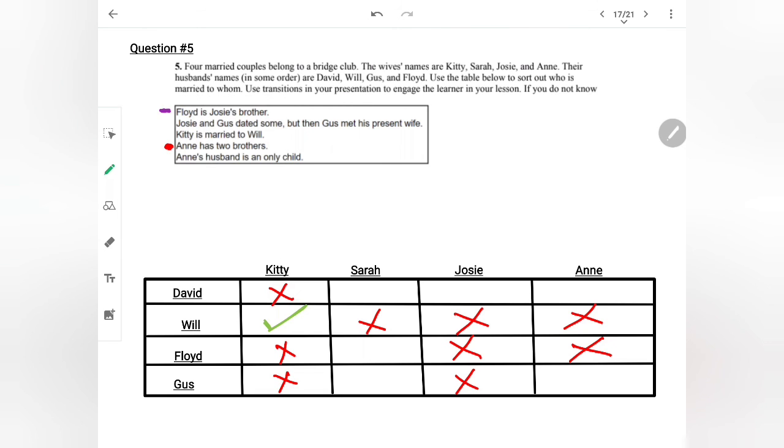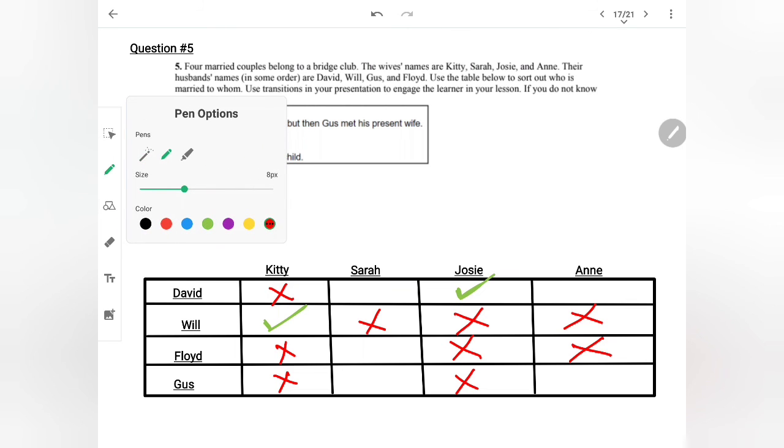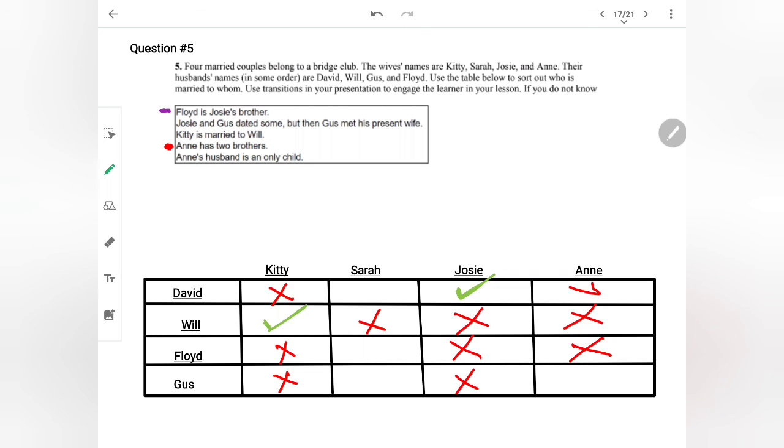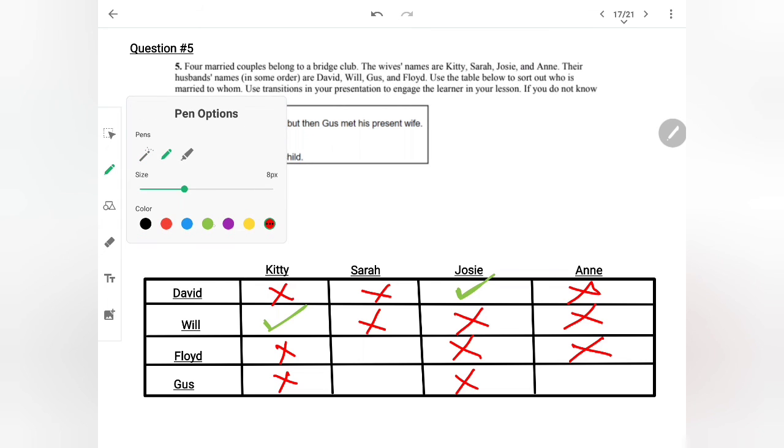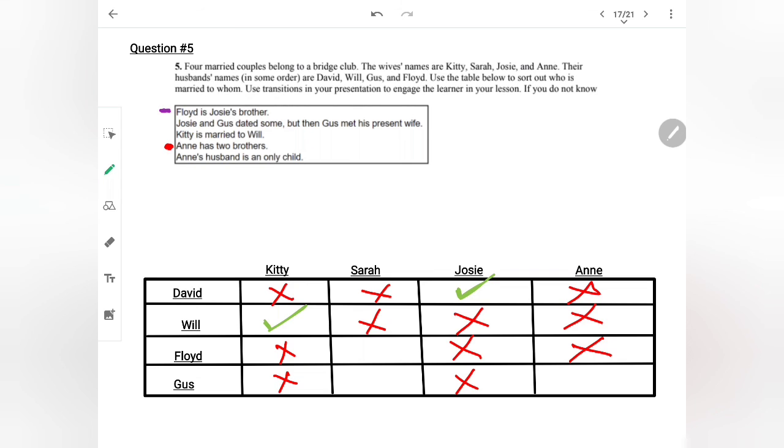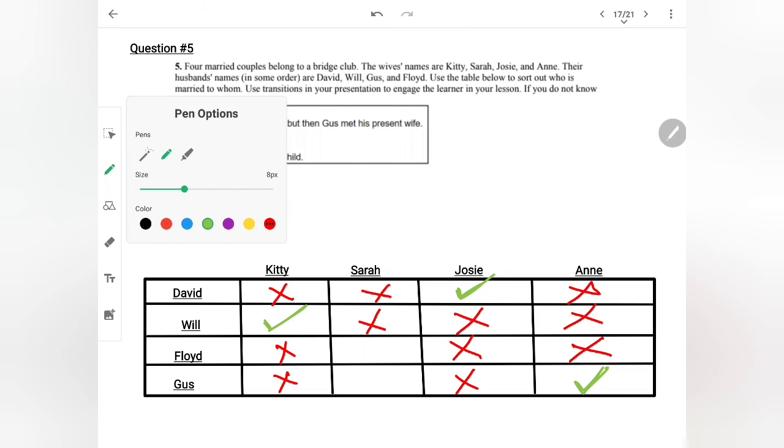Therefore, there's a good chance that Josie will be married to David. Again, since Josie's married to David, Anne cannot be married to him, and Sarah cannot be married to him. Well, on Anne's column, we'll notice that she's not married to any of the first 3 guys. She has one blank left, so it's safe to assume that she ended up married to Gus.